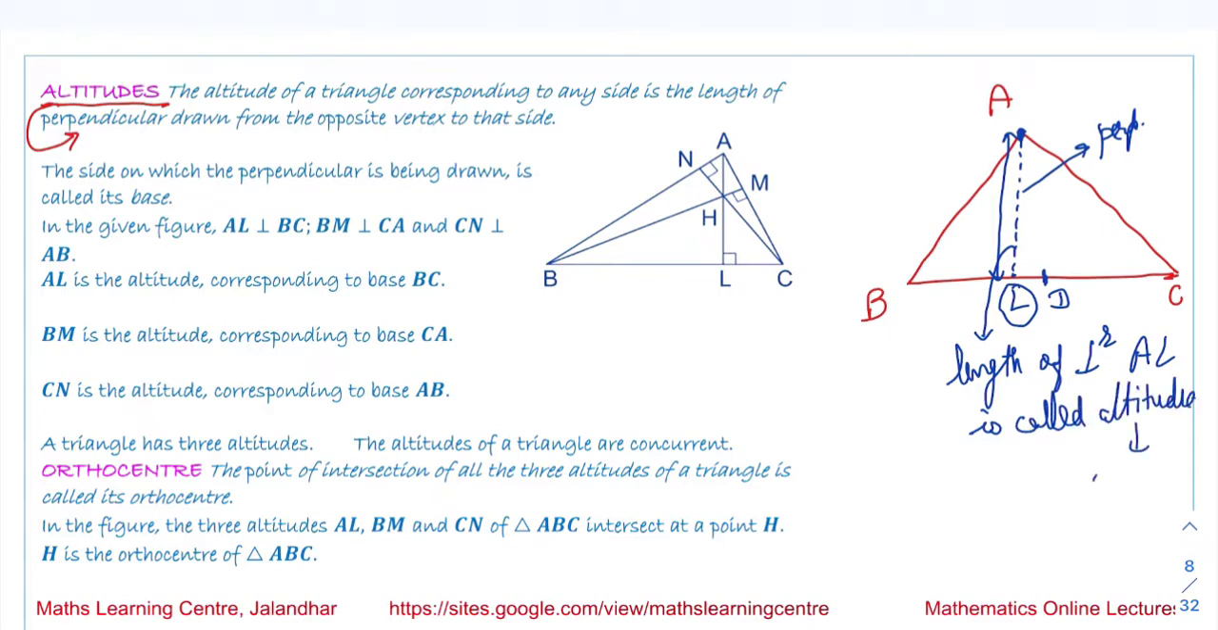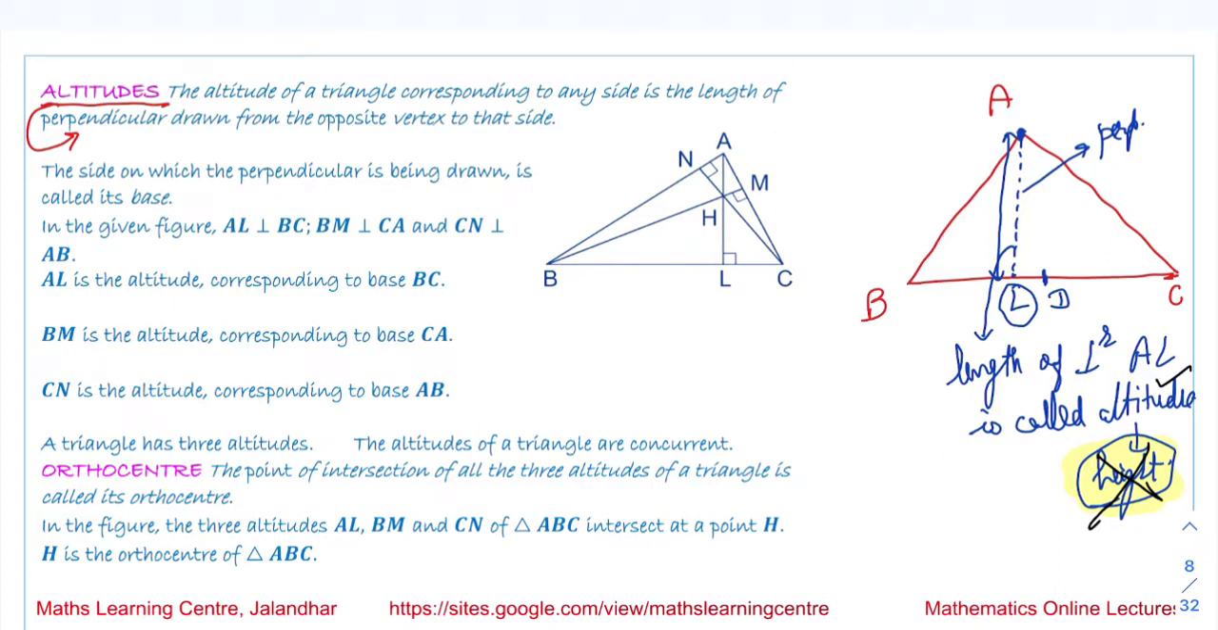Altitude is basically what we are talking about as height. We are not using the word height over here. In place of height, we are using the word altitude. This is a standard word. So we are saying AL is the altitude corresponding to the side BC.